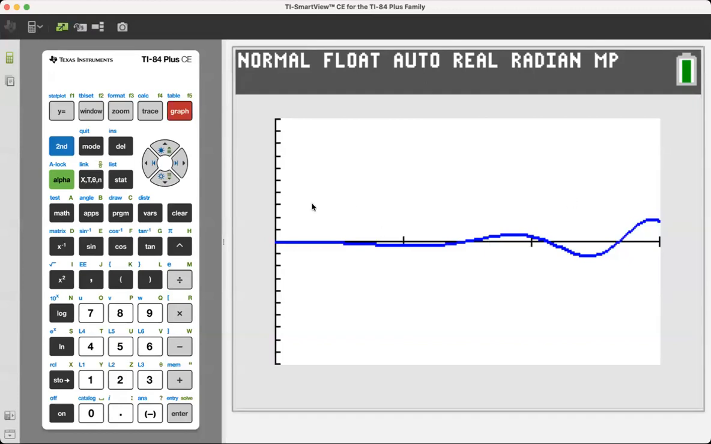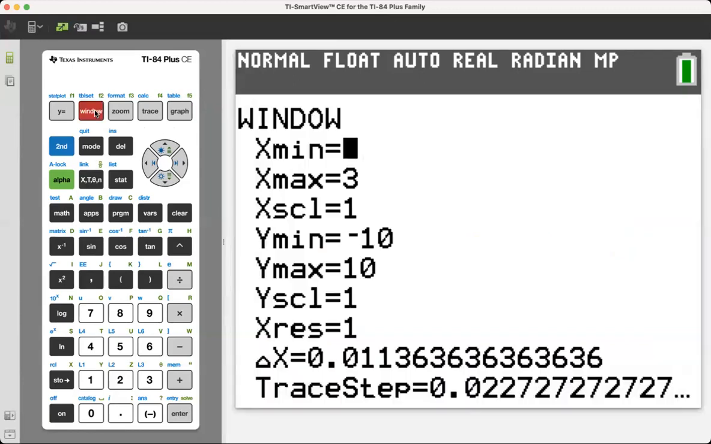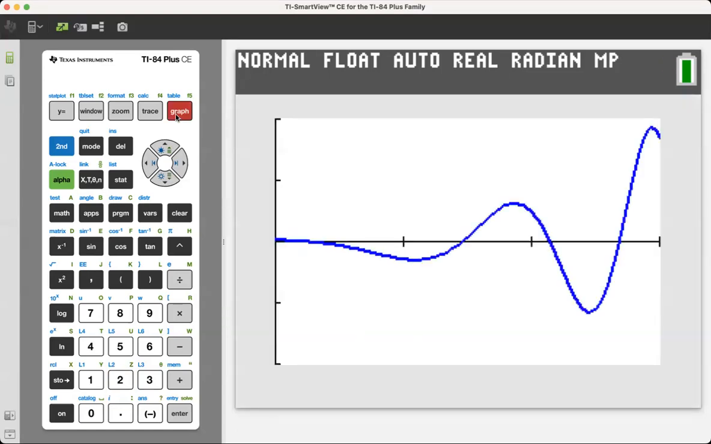Okay, that's what I need to see, but we have all this unusable space because the graph appears to go no higher than 2 on the y-axis and no lower than negative 2. So I'm going to hit window once again and set my y min to negative 2 and my y max to positive 2, and then take another look at the graph. To me, that's much better.